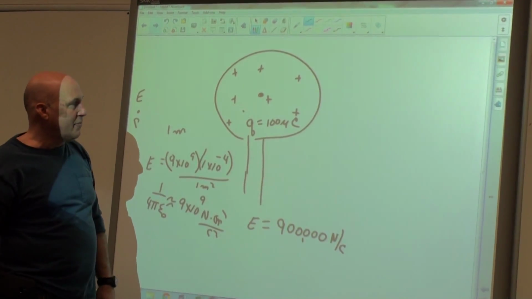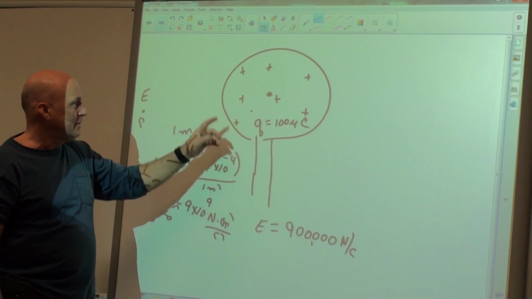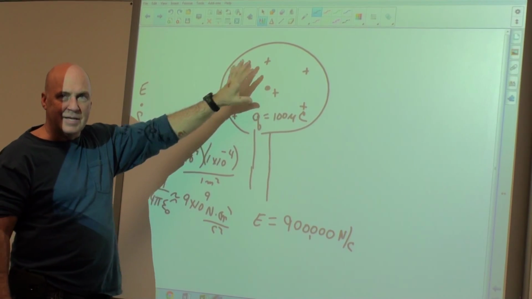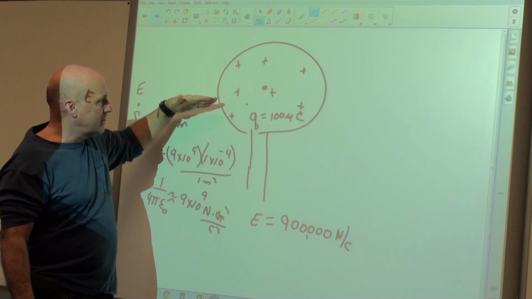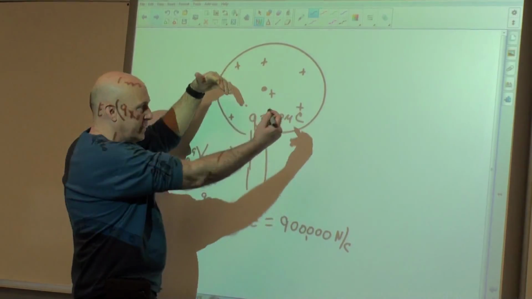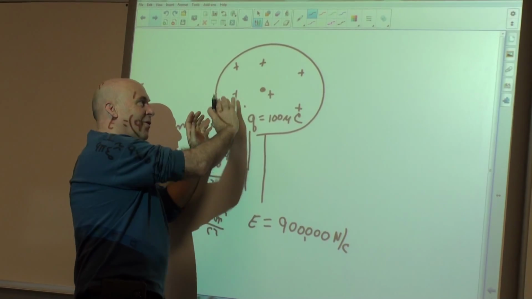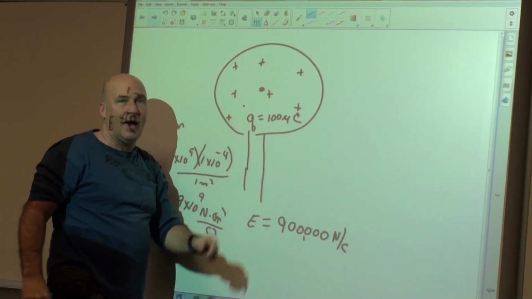So on the inside, what's the electric field? Well, if you read your chapter, you're going to find out the punchline. The punchline is, there is no electric field on the inside. Isn't that cool? It's like a dead zone in there. All the charges are kind of pointing in different directions, and when you sum up the billions of little arrows, you get zero anywhere on the inside.